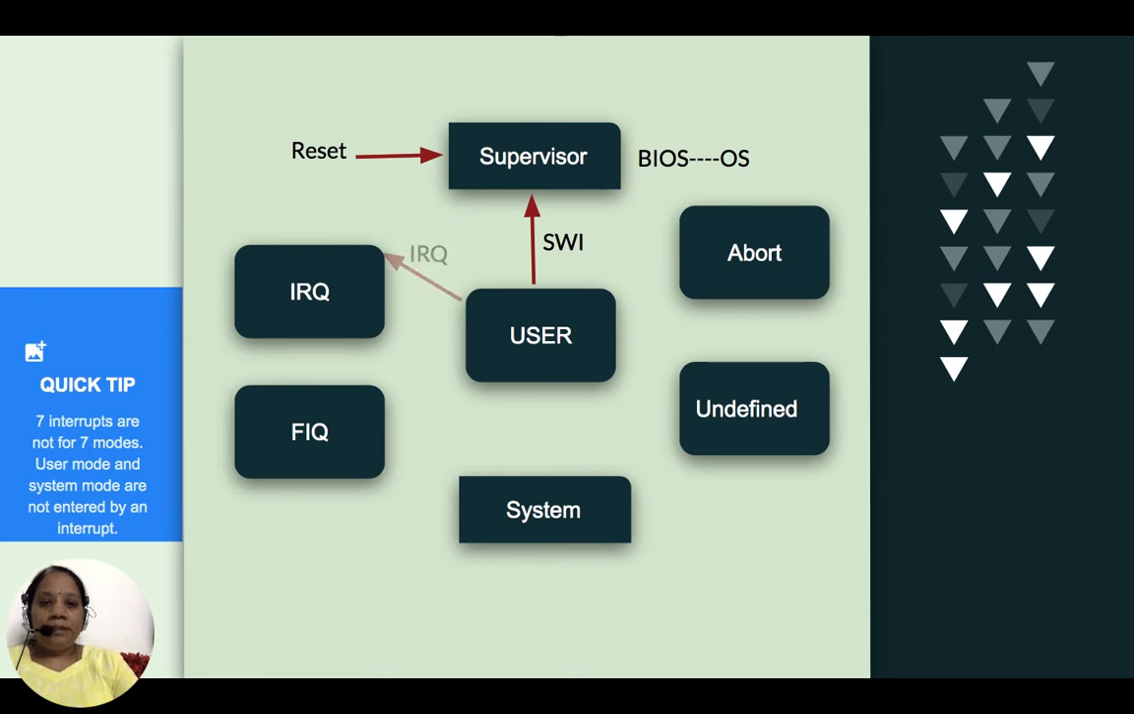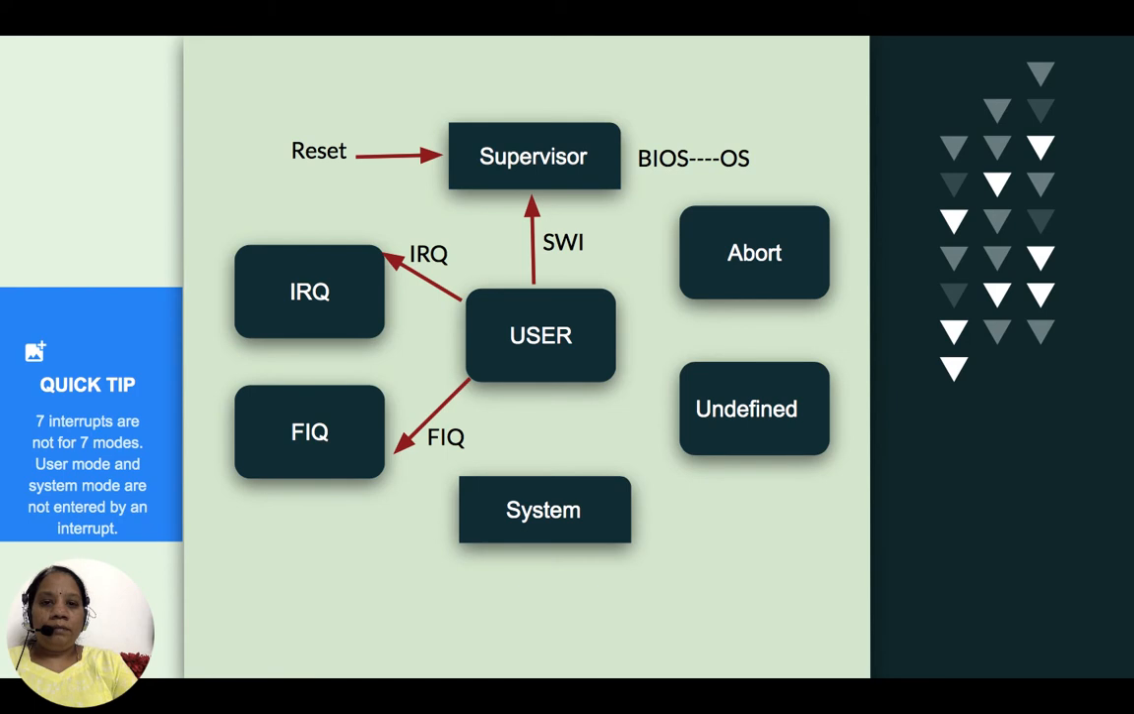The third and fourth interrupts are related to interrupt requests. If you have a normal interrupt request, you have IRQ as an interrupt. If you have a fast interrupt request, you have FIQ as an interrupt. So those are the 4 interrupts for you.